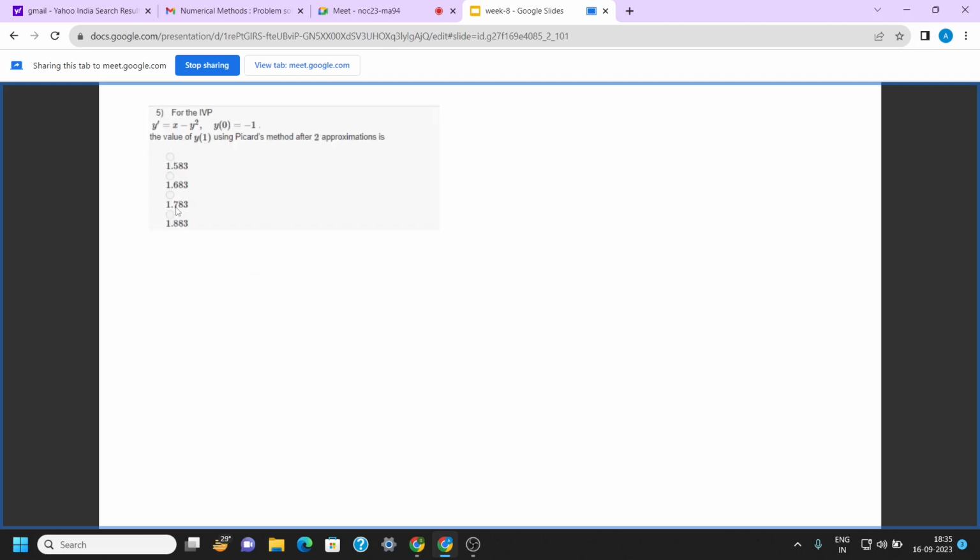Now the next question is question number 5, that is for the IVP y dash equals x minus y square. You have been given this initial value problem where y of 0 is equal to minus 1. The value of y of 1 using Picard's method after two approximations is. So you have to use two approximations and find the value of y of 1. And this is your IVP. So use Picard's method and get the solution at y of 1. So find it, is it 1.583 or 1.683 or 1.783 or 1.883?